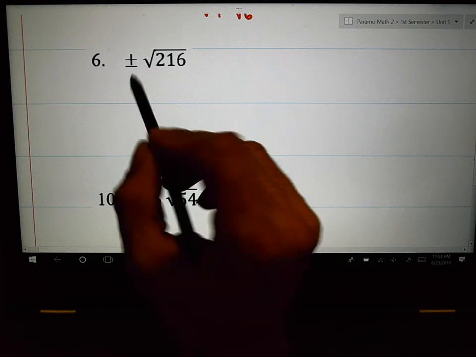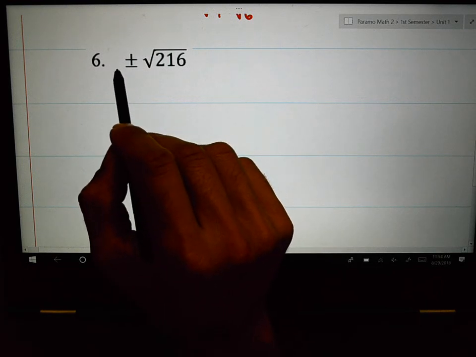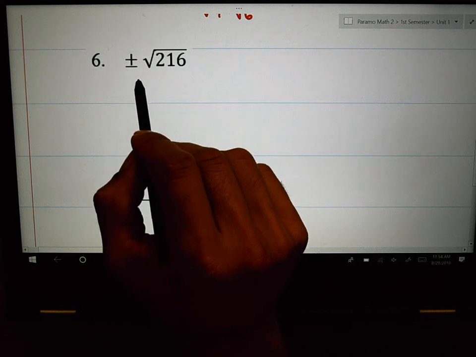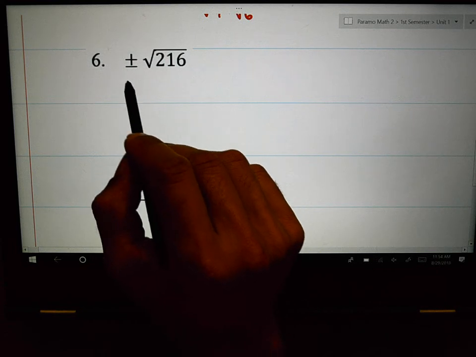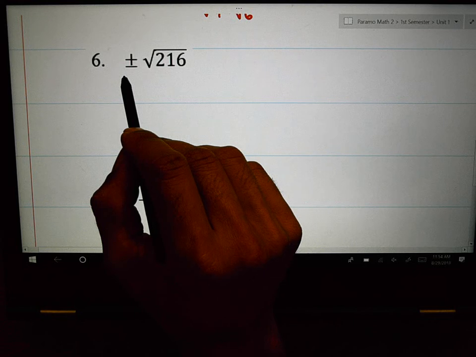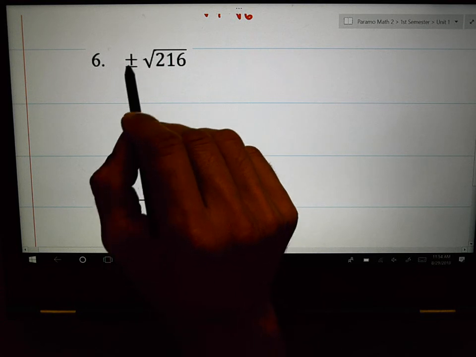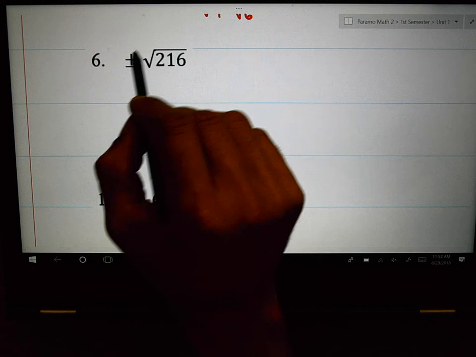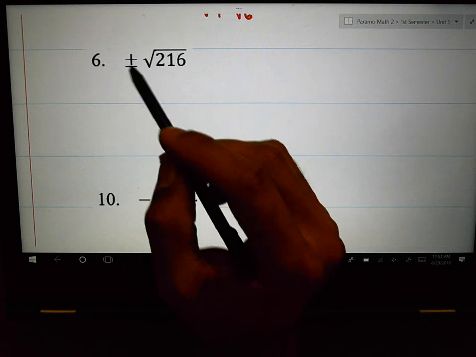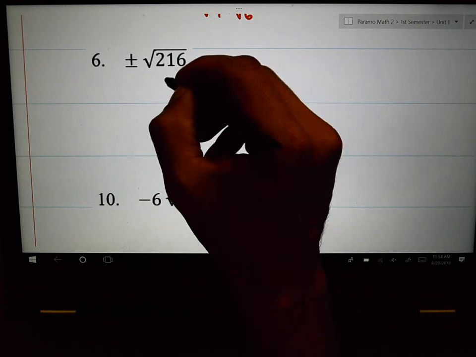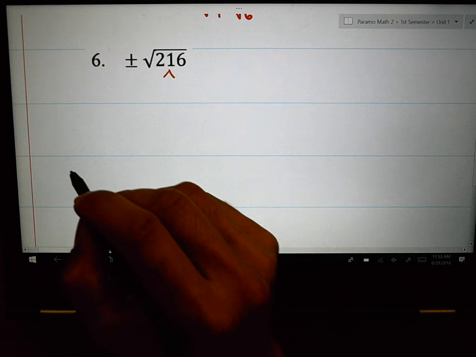Number 6. There is a plus or a minus sign in front of this radical 216. Plus or minus just means that there's a positive and a negative answer. So we are going to multiply anything that pops out by this plus or minus, and it will be a positive and a negative.